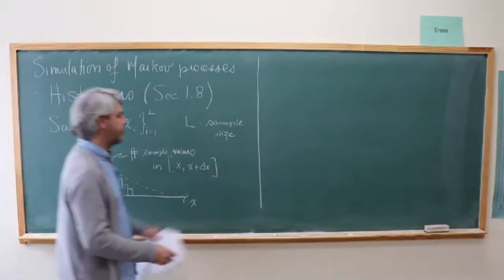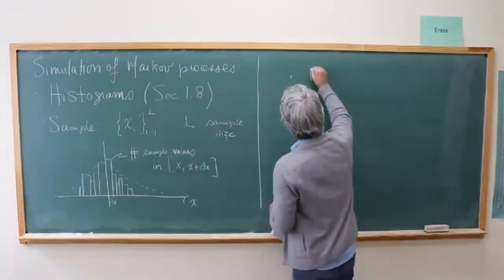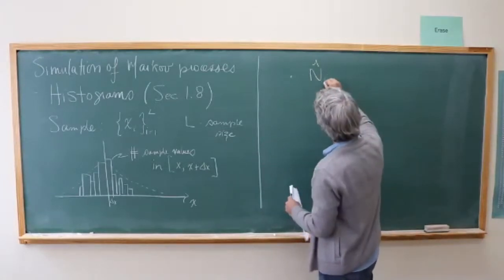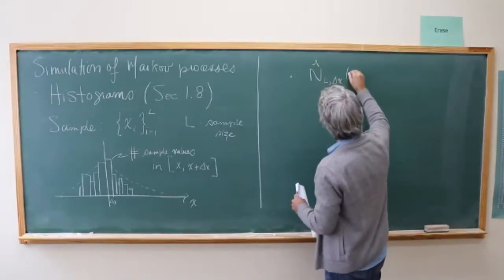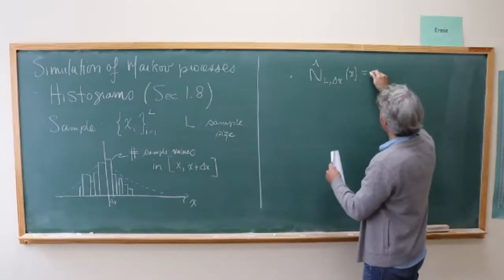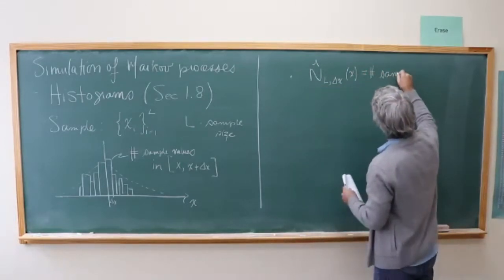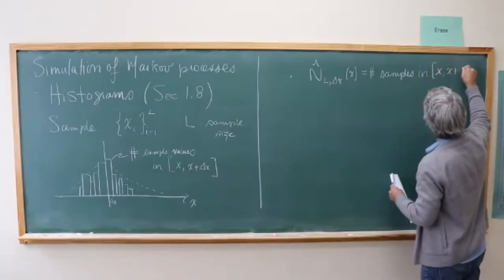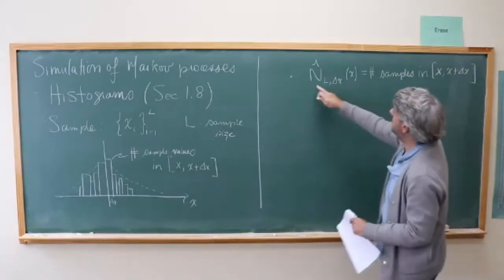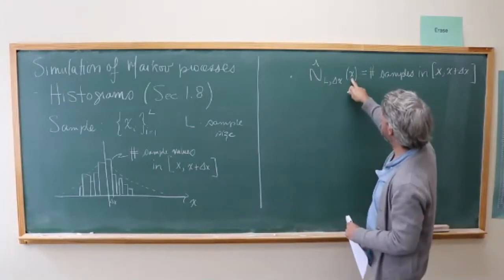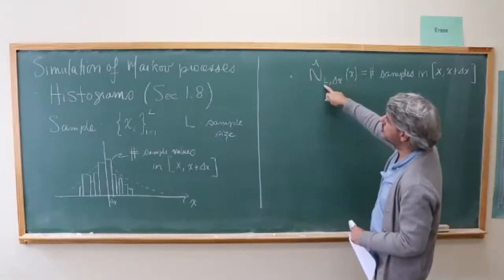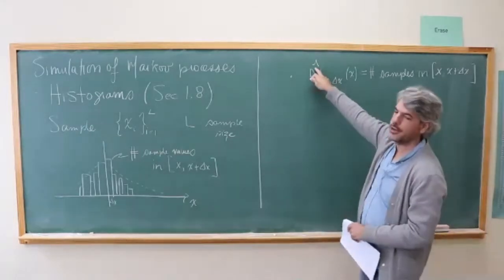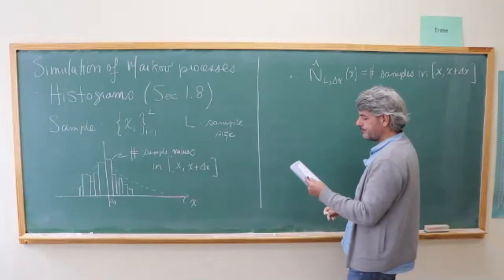Okay, so what do we have? I will define various things. The height of the bars is the number of sample values in the bin x, x plus delta x. So that's the number of samples that fall into that box of size delta x, and I use my sample of size L. I put the hat there because in statistics we put a hat whenever quantities have to do with a sample.